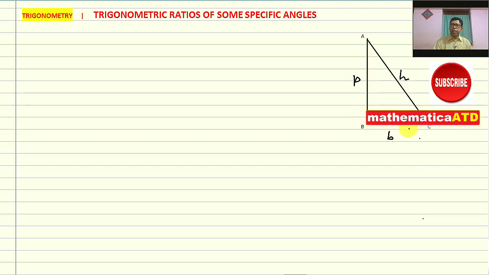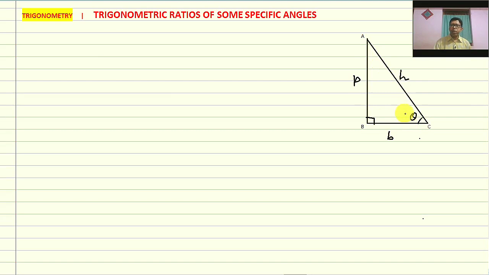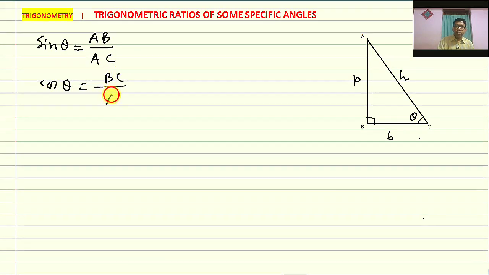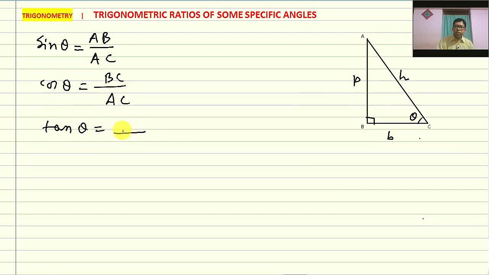Base BC is termed as base, this is perpendicular AB, and this is hypotenuse AC. So from this figure, sin theta is equal to perpendicular divided by hypotenuse, so this is AB upon AC. Cos theta is equal to base divided by hypotenuse, so this is BC upon AC. And finally tan theta is equal to perpendicular divided by base, so AB upon BC. These are all well known to you.